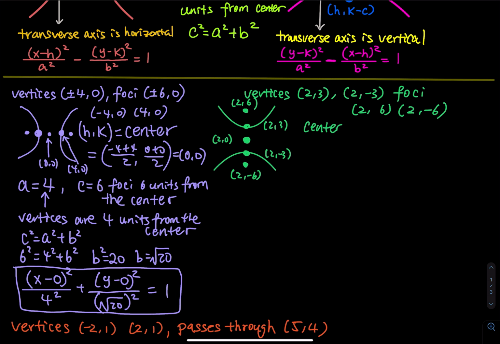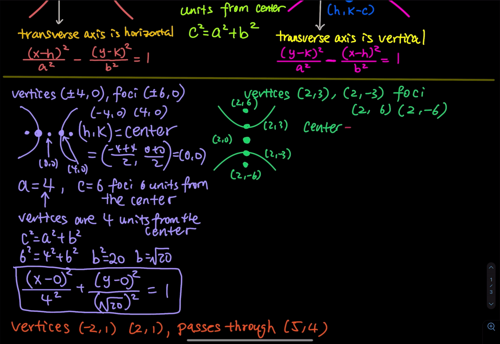For the next problem, I gave you 2 vertices and then 2 foci. So very simple. You plot them first. You plot the 2 vertices and then you plot the 2 foci, and then you can see that they are within the same vertical line. So that's how I know that this is a vertical hyperbola. And then how do I find the center? The center is the midpoint of the 2 vertices.